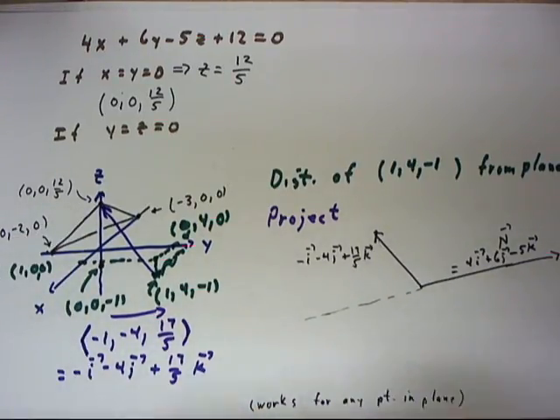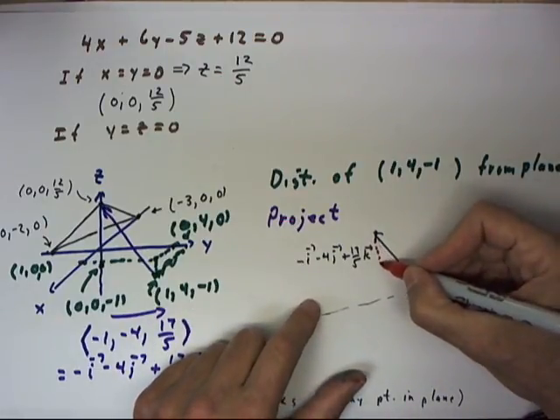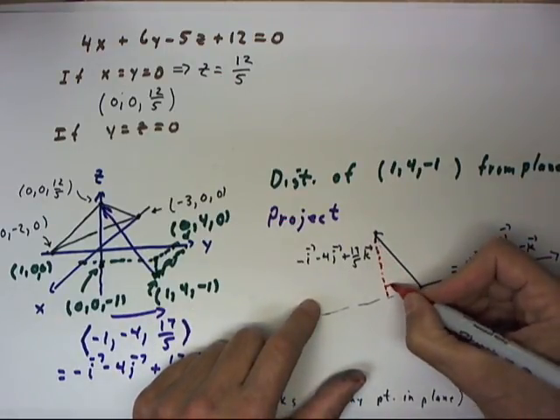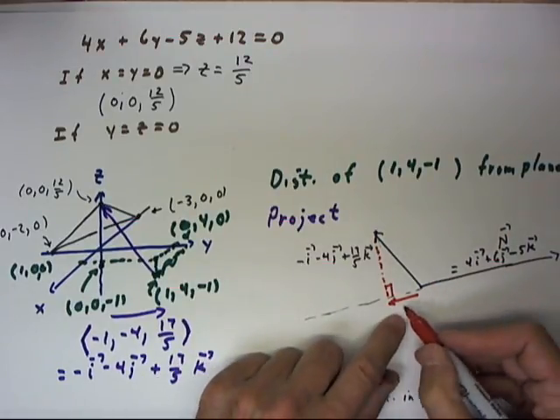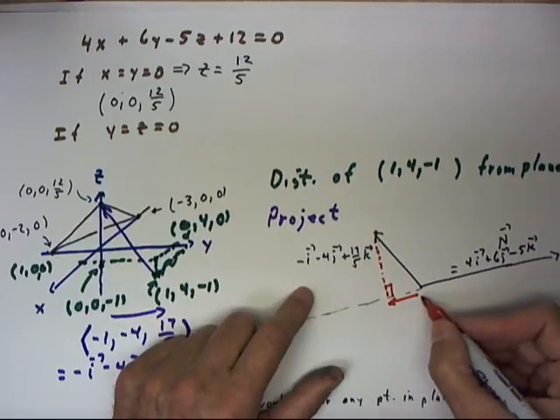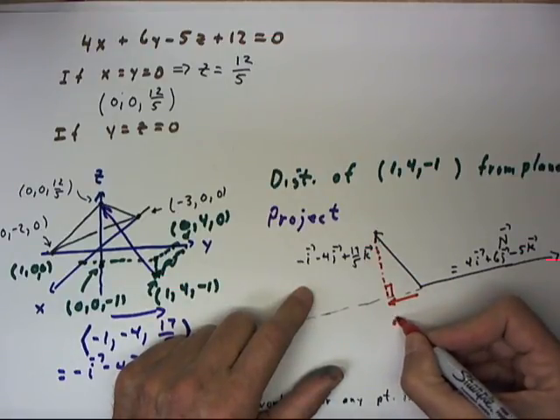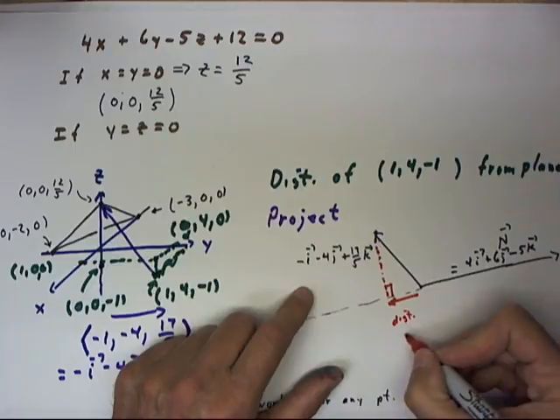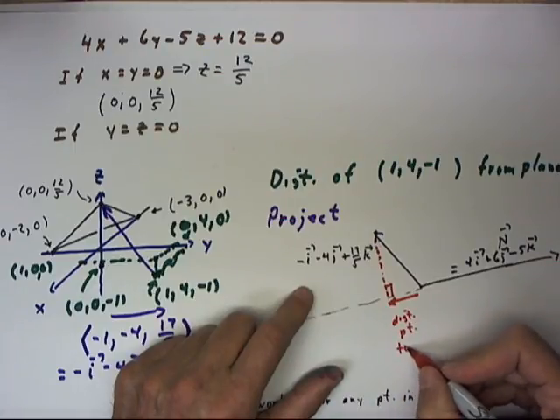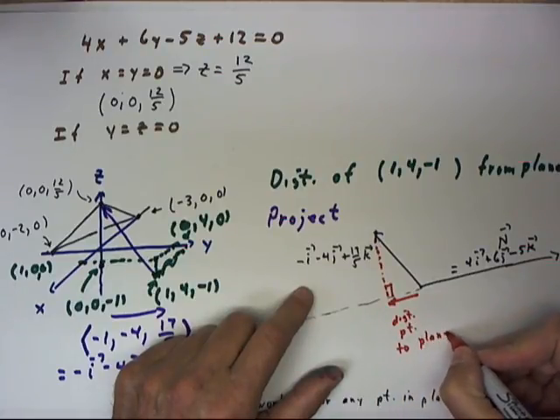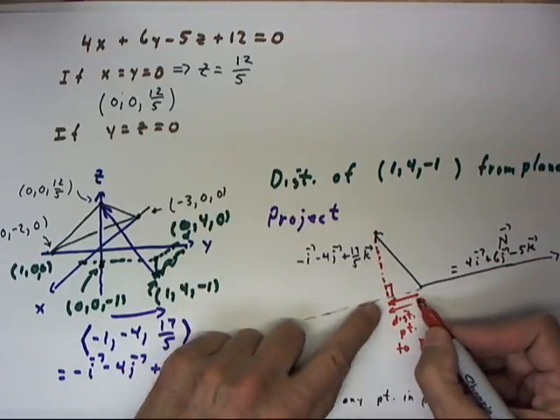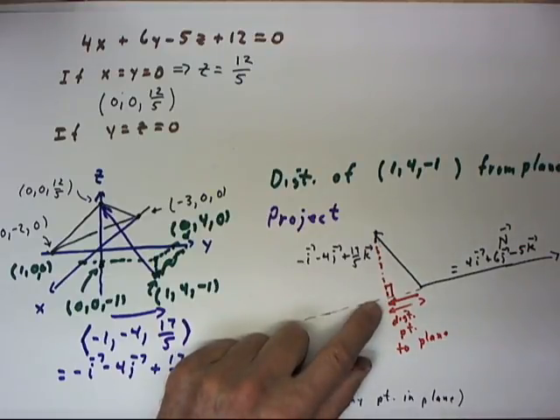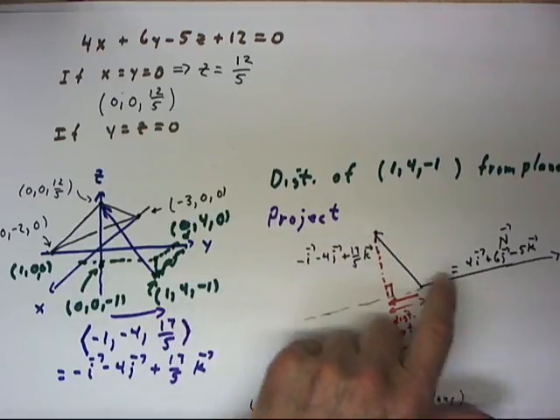And to figure out the distance, all we have to do is project this vector at a right angle onto this vector, and this vector will have a magnitude that's equal to the distance from the point to the plane. So the length of this vector is the distance from the point to the plane, and we're going to determine that by simply doing a scalar projection of this vector onto this one.